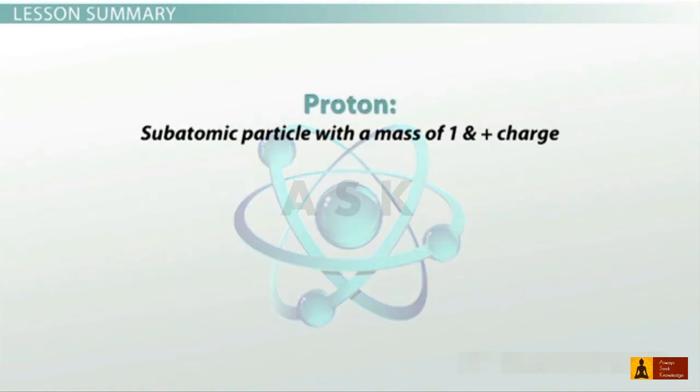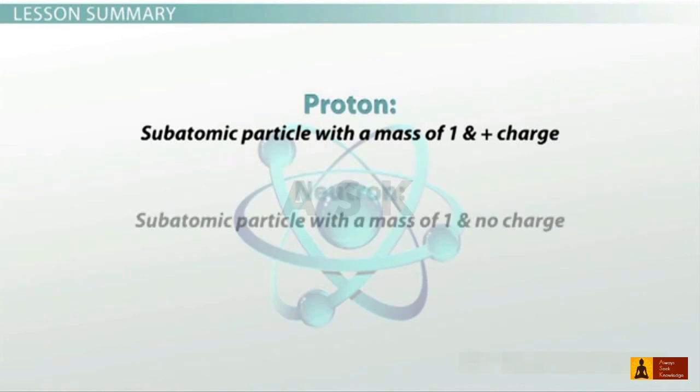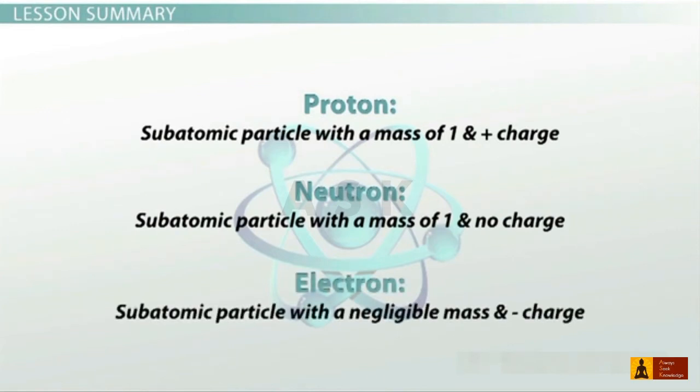So one subatomic particle is a proton, which has a mass of 1 and a positive charge. A neutron is a subatomic particle with a mass of 1 and no charge. And finally, an electron is a subatomic particle with negligible mass, which for our purposes of biology will count as being 0, and a negative charge.